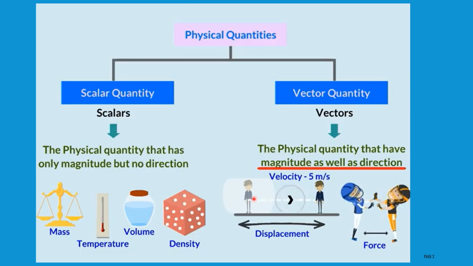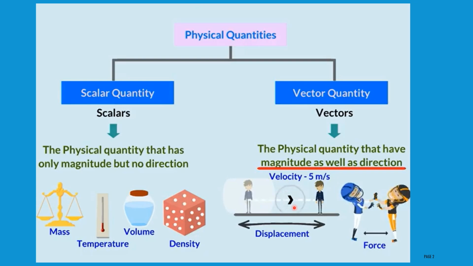Here consider the boy is moving. The change in position of the boy from one place to another place is given by displacement. Here displacement will show the numerical values, maybe 5 meter per second. Then it will show the direction also, in which direction the boy is moving. Here velocity is also one of the best examples of a vector quantity.